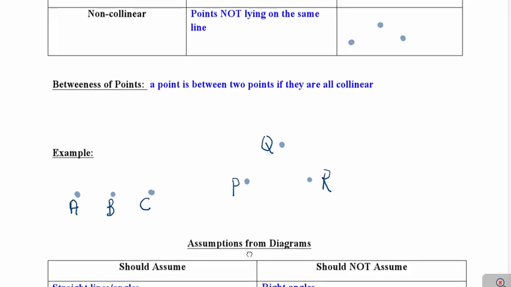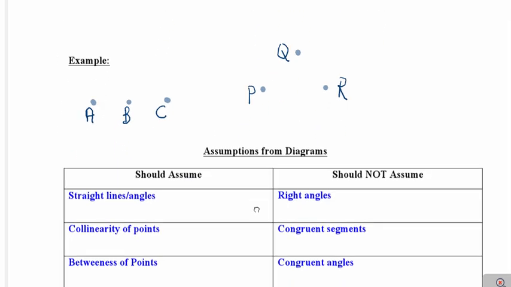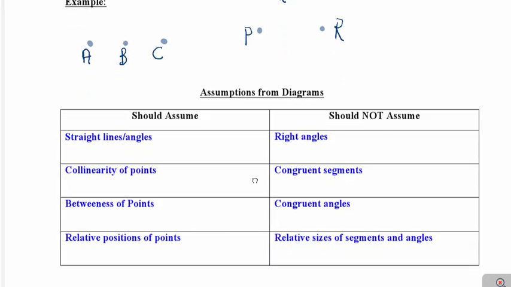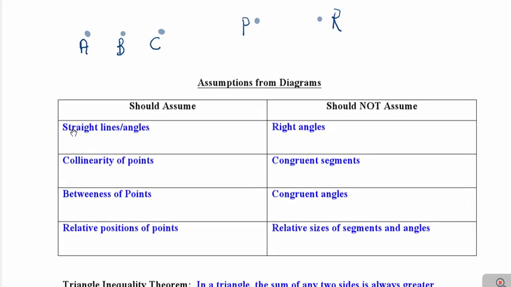Okay, continuing on. Here are some assumptions that you can make from a diagram. You can assume straight lines and straight angles from looking at a diagram. You can assume that points are collinear. Therefore, you can also assume betweenness of points. And you can also assume relative positions of points. So you could assume that point A is to the left of point B and point C.